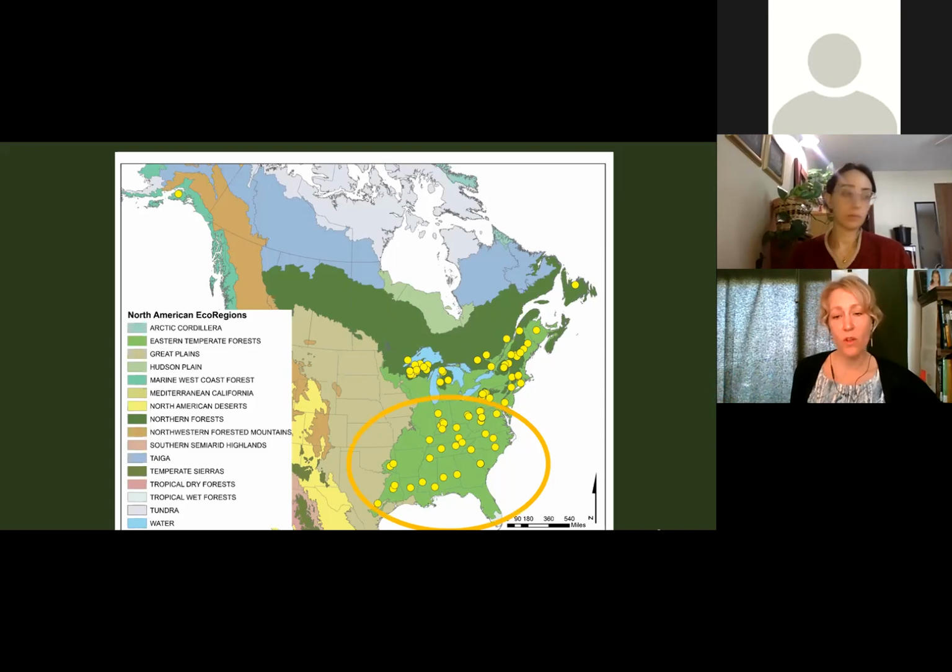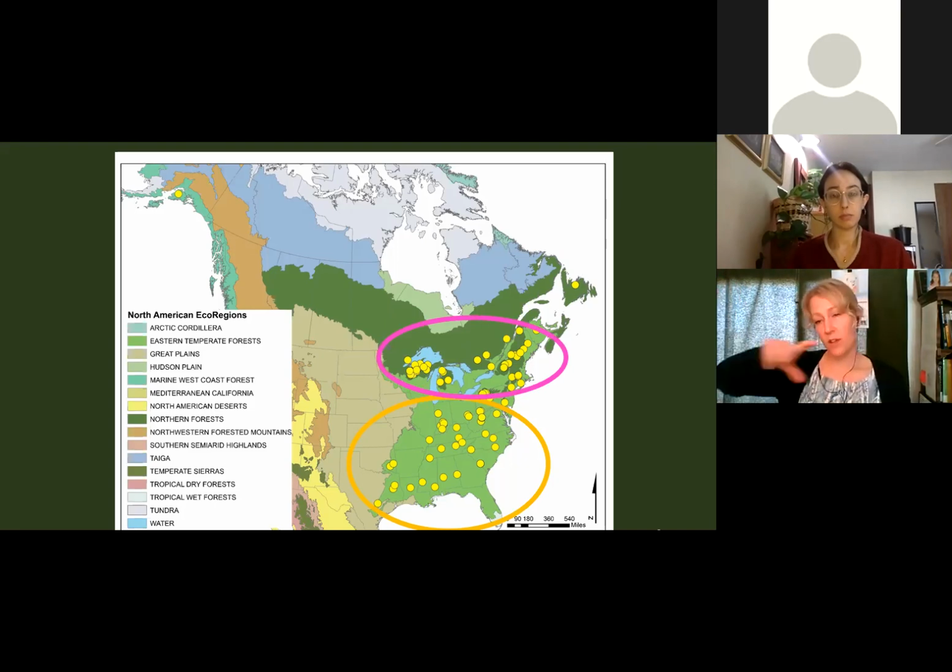So in the orange oval, you can see these are studies that occurred in central and also southern hardwood forests. And these are in the eastern temperate forest ecoregion, and they're dispersed pretty good, a good cover down there. And then in the northern forests, these studies kind of look like they're on the bottom, but that's because they're the northern hardwood forests. And as you go further north, you transition into boreal forests.